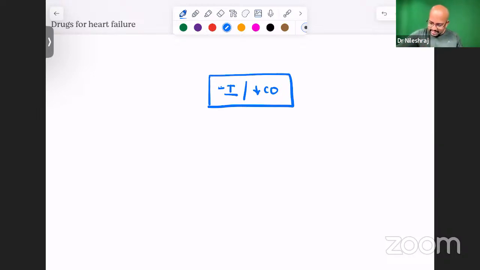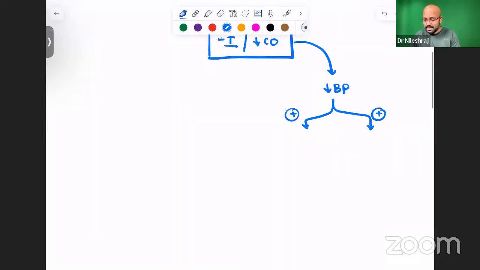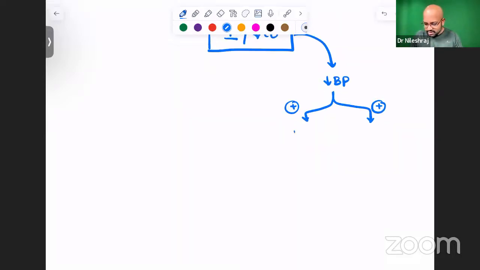When the cardiac output is getting damaged, what's the next step? Of course, the BP is going to fall, and the patient will land up in hypotension. And when the patient lands up in hypotension, what is the brain's response? The brain will start stimulating the compensatory mechanisms. Number one, it will stimulate the sympathetic autonomic nervous system, and it will stimulate the renin-angiotensin-aldosterone system. SANS will be stimulated and RAAS will be stimulated.